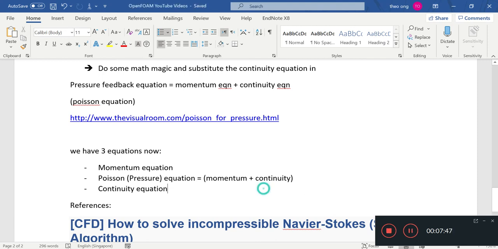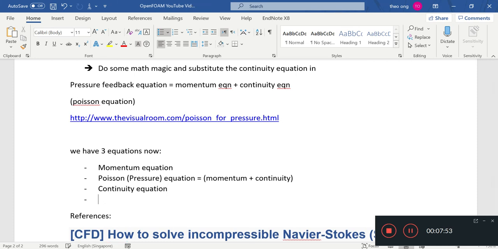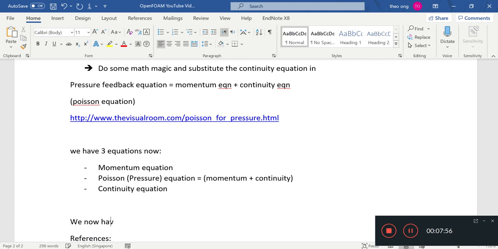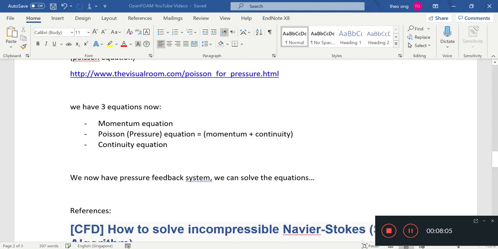And now, at least conceptually, since we have a pressure feedback kind of system, we can solve the equations. So with these three basic overviews, we cycle through these equations over and over again to iterate them. This is the basic backbone of the SIMPLE algorithm.